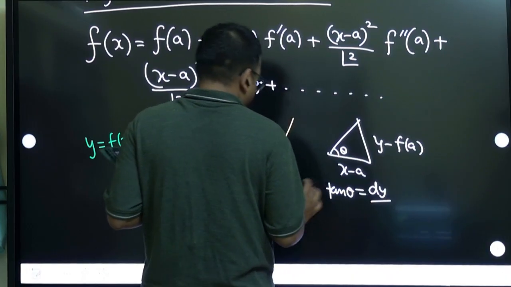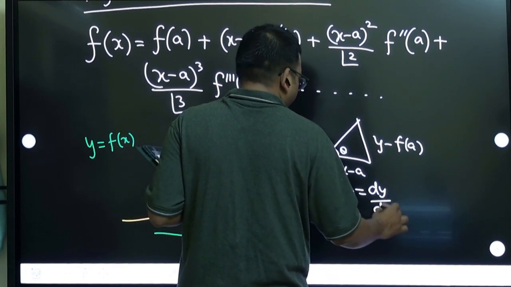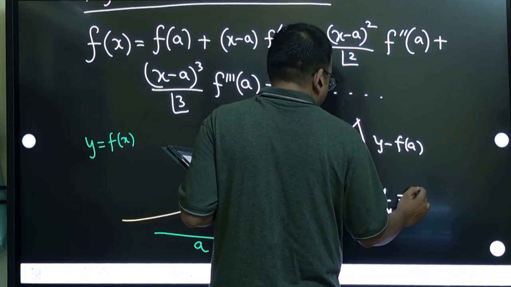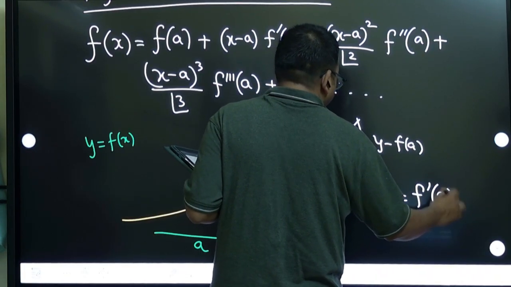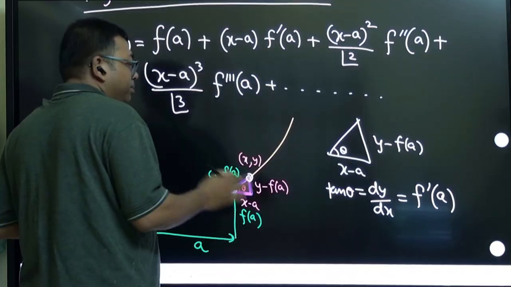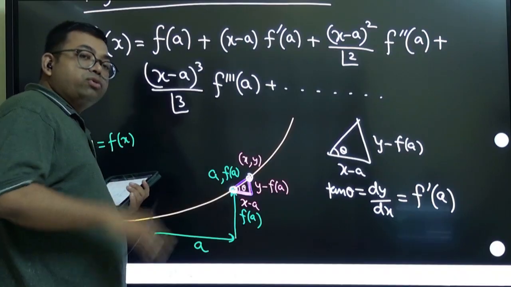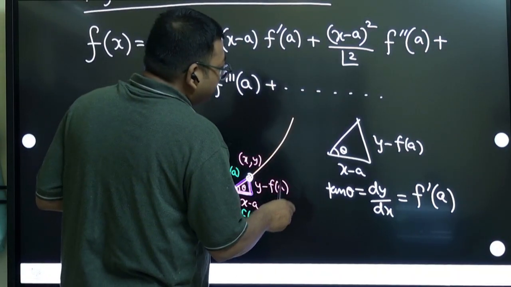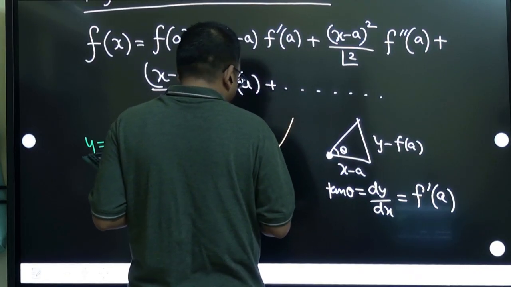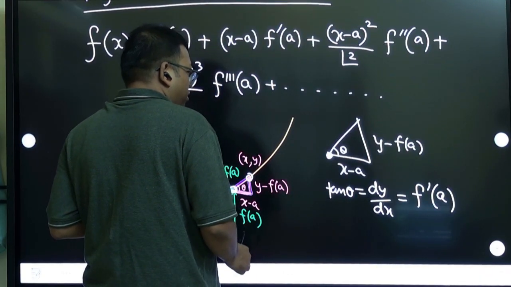Since I'm taking this x very, very close, this is dy by dx only, which I am calling f dash a. Why f dash a? Because this dy by dx is at this point. At different points dy by dx is different, the slope is different. So this dy by dx is at this particular point where the value of x is a. That's what it is called.